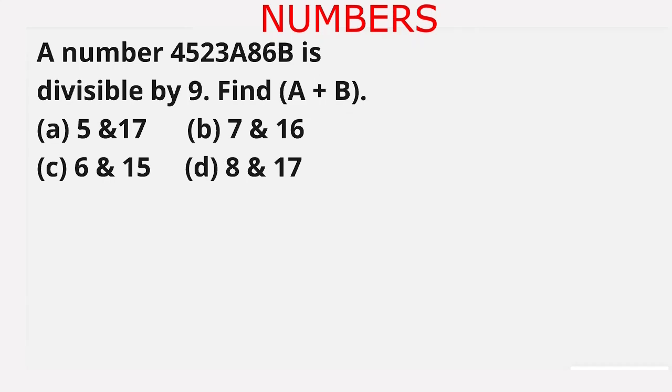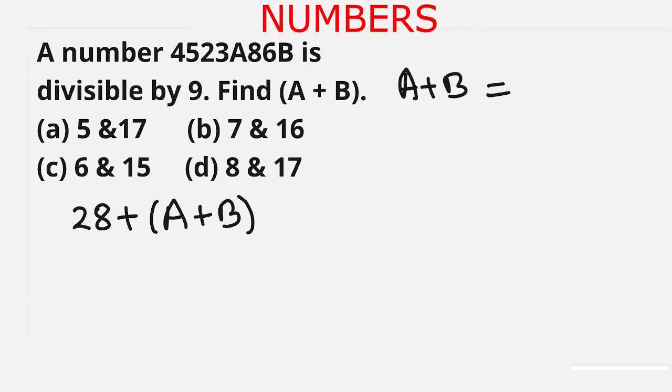So the sum of digits is 28 plus A plus B. Now what can be the sum of A plus B so that 28 plus A plus B is divisible by 9? The next number divisible by 9 after 28 is 36. So A plus B is equal to 8. The one value of A plus B is 8.